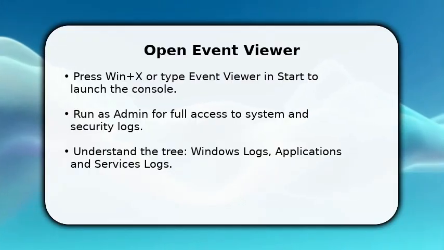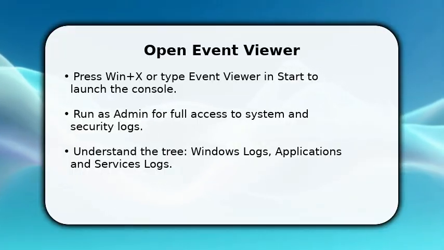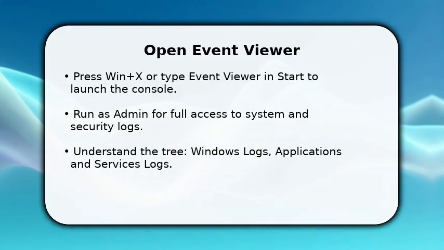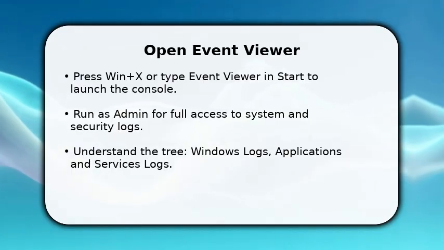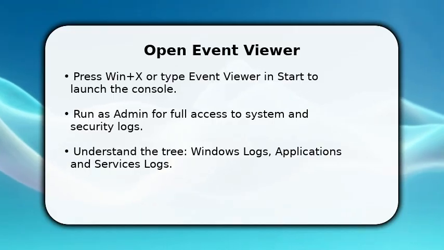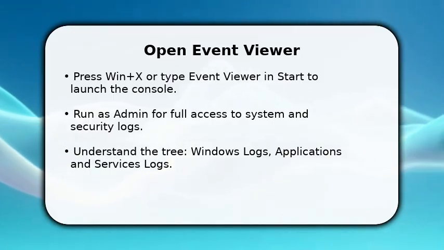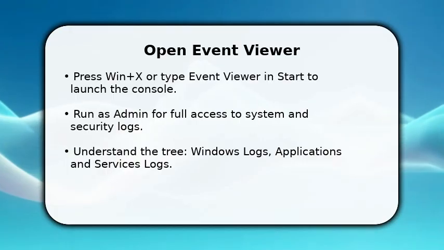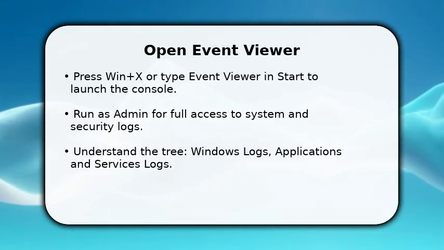You'll start by opening Event Viewer right away. Press Win+X or type Event Viewer in Start and Run as administrator to access all logs. Once open, focus on the left-hand tree. Windows Logs holds application, security, setup, system, and forwarded events. Make sure to select the system or application log first to see common issues.